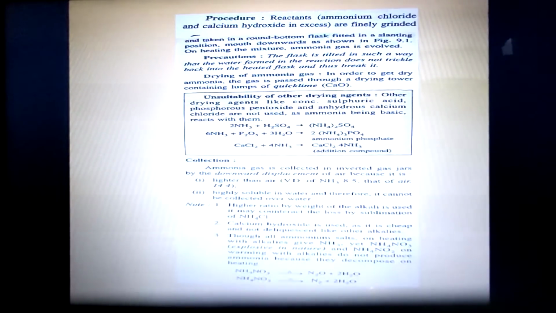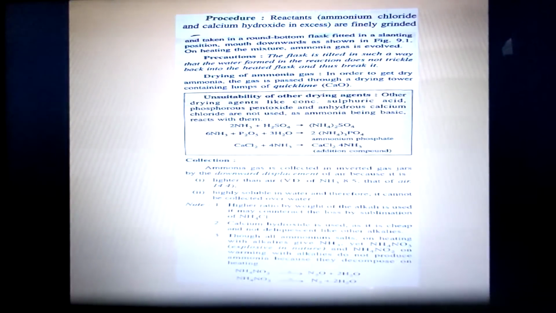Procedure: reactants ammonium chloride and calcium hydroxide in excess, in finely divided state, are taken in a round bottom flask which is kept in a slanting position. Now first give reason. This slide is very important because it can give you answers for 5-6 types of give reasons. So the first give reason you can note down in your copy: why is the flask kept in a tilted position? So the answer is here.